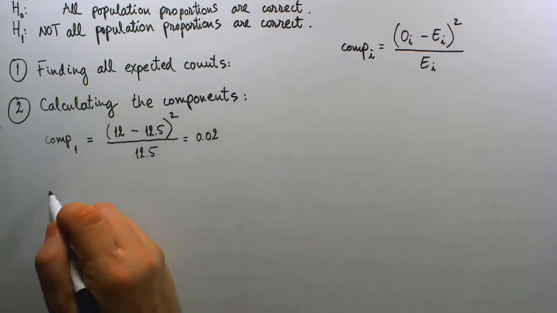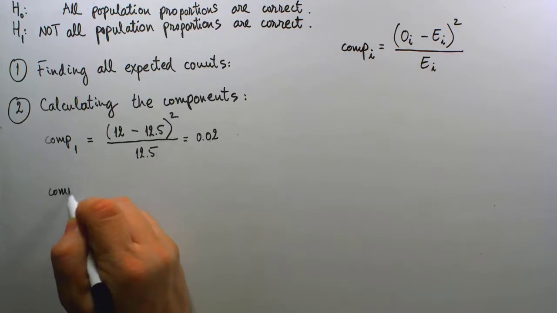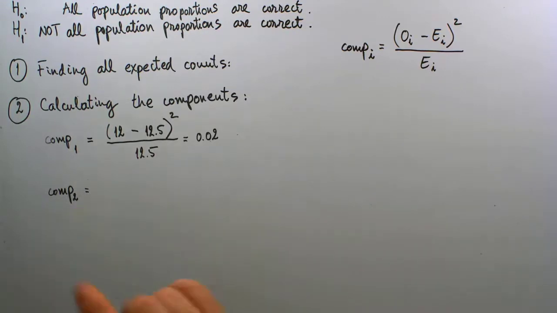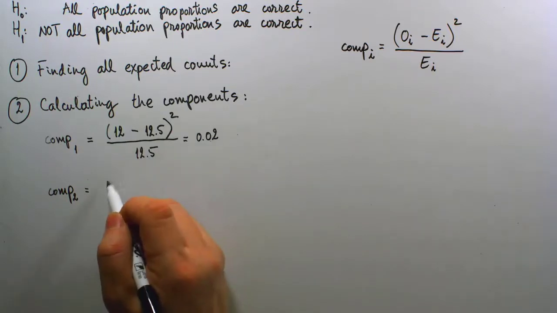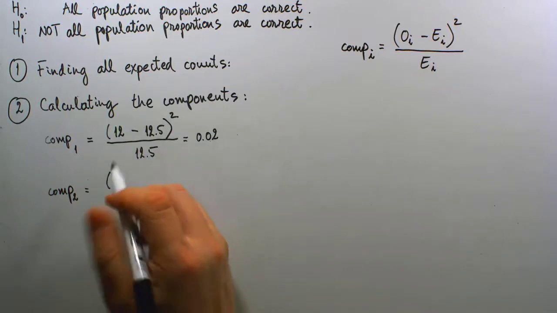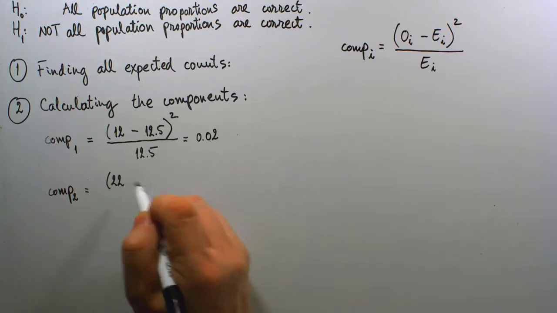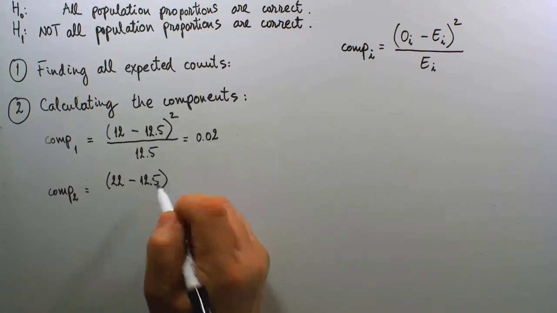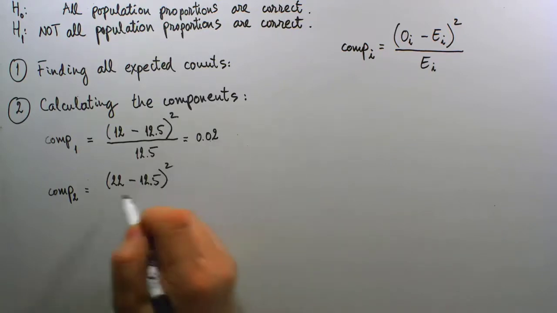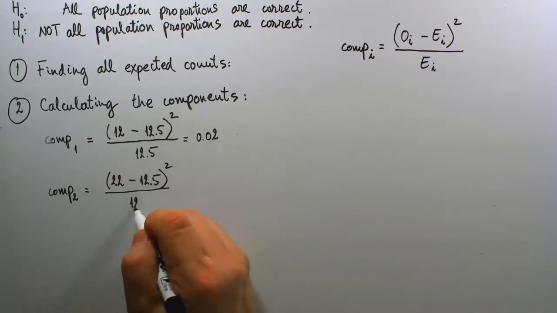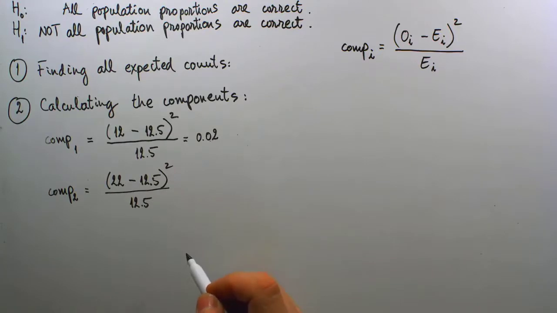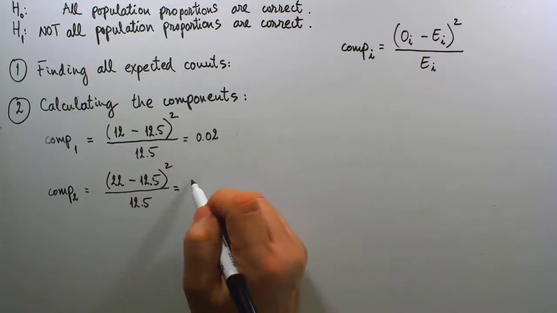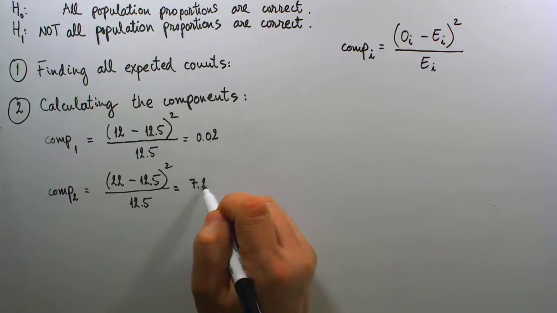Then now we're heading out to the component value for category 2. And according to the table, observed count there was 22. Now I'm going to subtract 12.5 being the expected count. Square the difference and divide it by 12.5. My final calculation for this in 2 decimal places, 7.22.